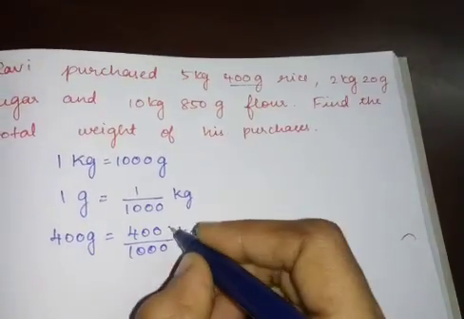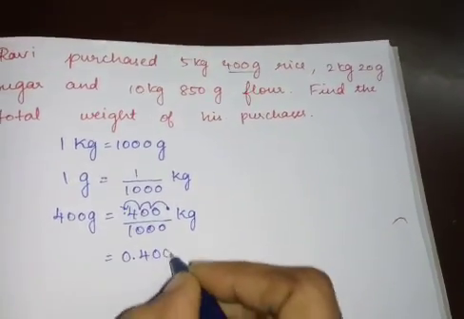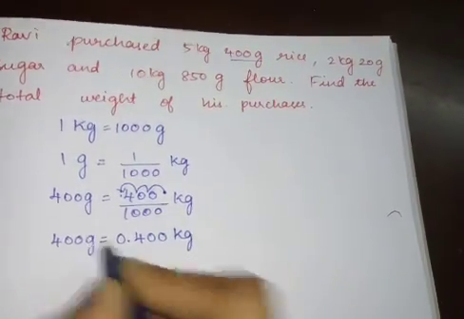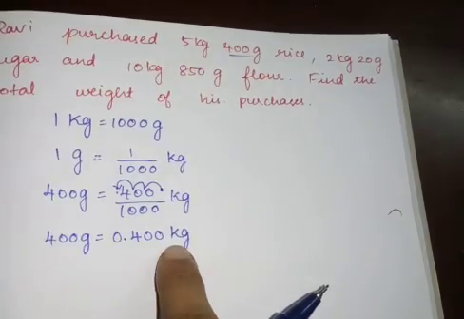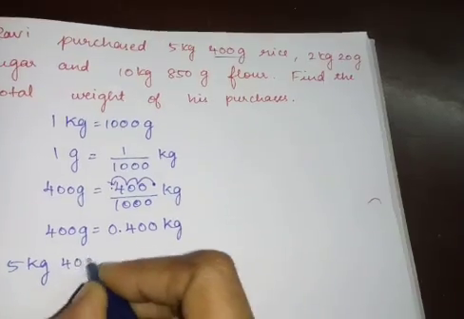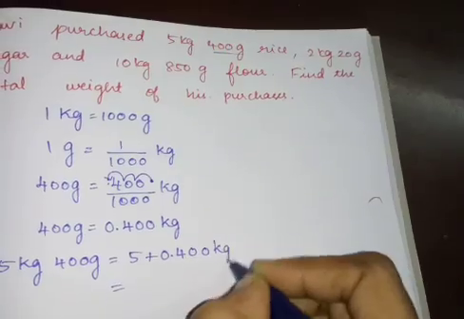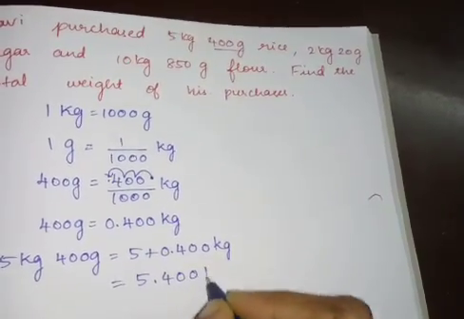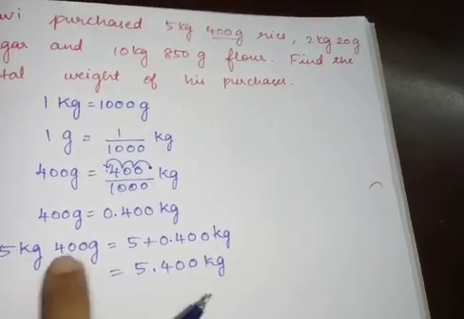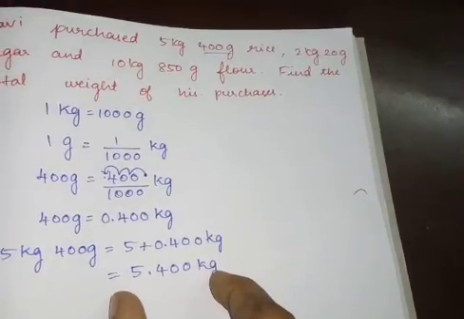Yes, now we can shift the decimal point 1, 2, 3. You will keep it here, right? 0.400 kilogram. So 400 gram can be converted to 0.400 kilogram, right? Next we are supposed to convert that 5 kilogram 400 gram as 5 plus 0.400 kilogram. Yes, 5.400 kilogram. I have converted this 5 kg 400 gram as 5.400 kilogram. Now I have converted them into kilogram.